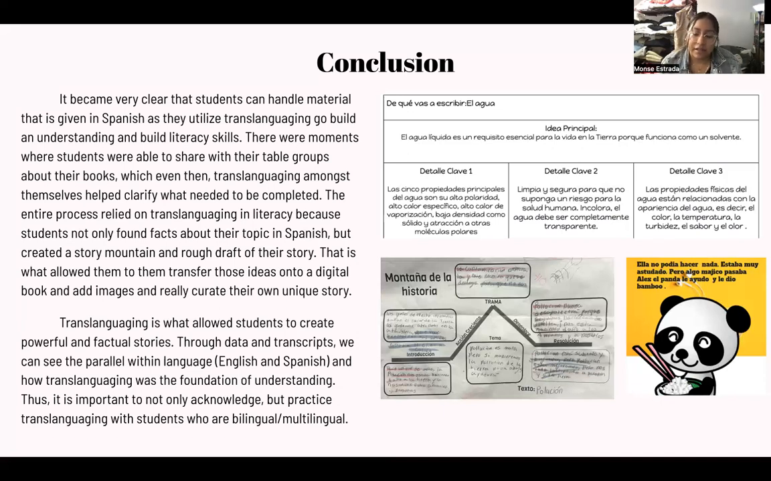And again, I felt like through translanguaging, they were able to really transfer those ideas into their story. And I felt like it also allowed them to create those very powerful stories and it was the foundation of their understanding. It's important to acknowledge that translanguaging exists because, as you can tell, it yielded amazing results. The way that they had their stories laid out, and in my OneDrive, I have screen recordings of some examples. You can tell right away that it's something that we need to allow to foster within the classroom.